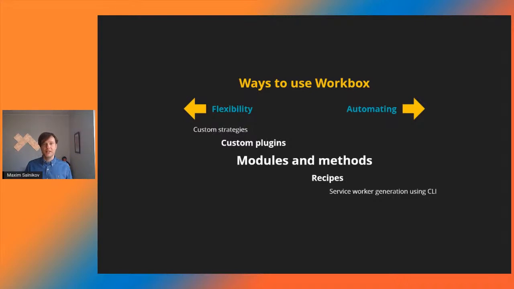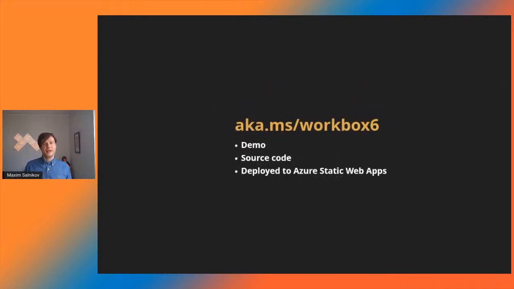Okay, what's left? To list some useful resources. On this link, aka.ms/workbox6, you'll find the demo itself, its source code, and also how to deploy this to Azure Static Web Apps. This is a relatively new way to host your static frontends using Azure Cloud, and it has a quite interesting free option to host your frontends and get full automation of deployment, build, and everything else. So literally, you push your code to your repo, for example, to GitHub, and in a few moments, you see your application, your web project, online.